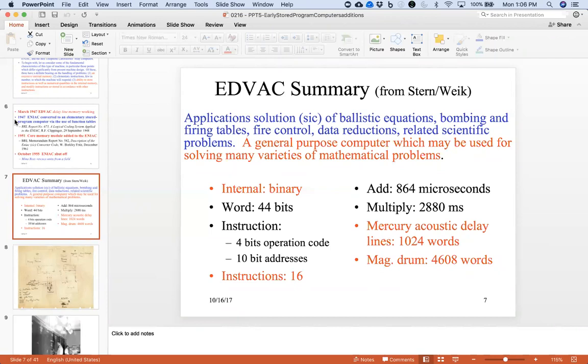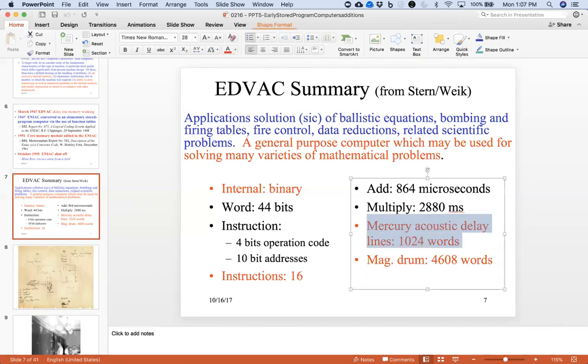So now look at this. Because it was a 10-bit address, that means that you can only manage 2 to the 10th number of bytes, right? So on the right side here, you will notice that the delay lines there allowed you to access up to 1,024 words.